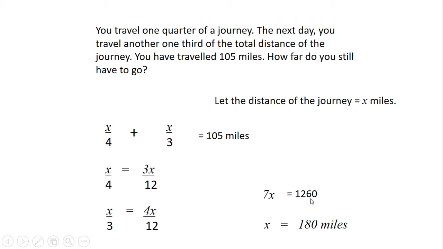And if we substitute that in, I travel 1/4 of a journey. 1/4 of that is going to be 45. The next day you travel another third. 1/3 of that's going to be 60. 45 add 60, yes, you've gone 105 miles. How far do you still need to go? 75 miles. So we've used algebraic fractions to solve that problem.